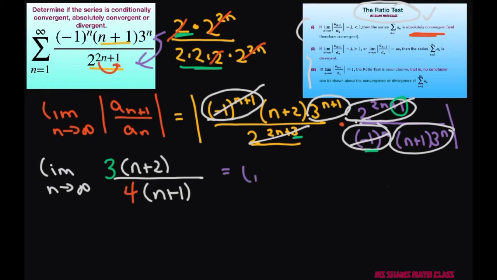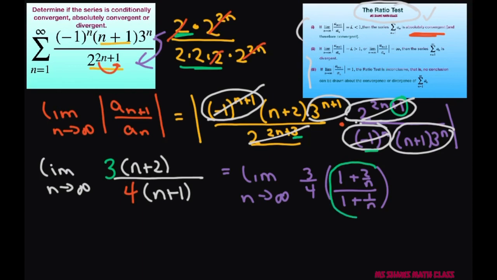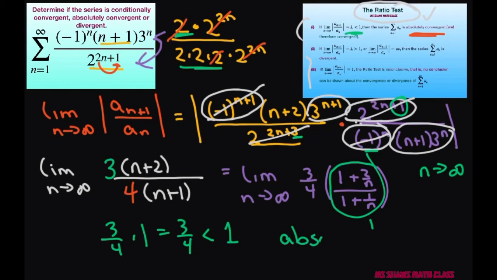Let's write the limit as n approaches infinity of 3/4 times, let's divide everything by n, so you get 1 plus 2 divided by n, and then 1 plus 1 divided by n. Well, this part here, when you evaluate the limit as n approaches infinity, this just equals 1. So we get 3/4 times 1 equals 3/4. Now that is less than 1, so that means this is absolutely convergent.